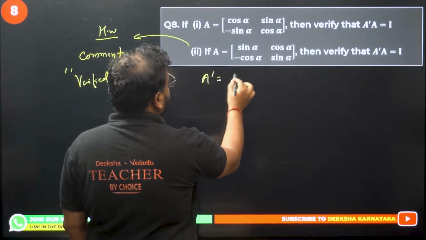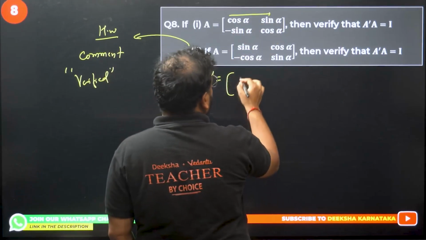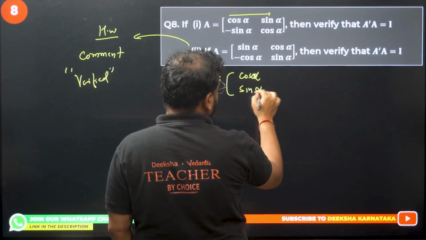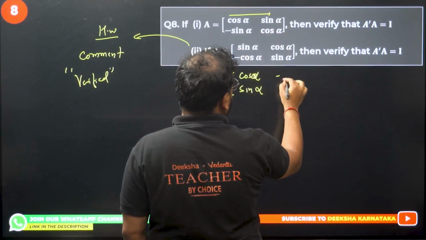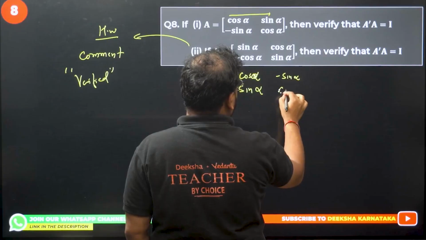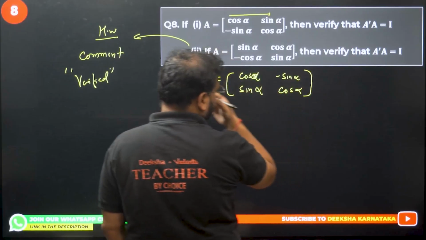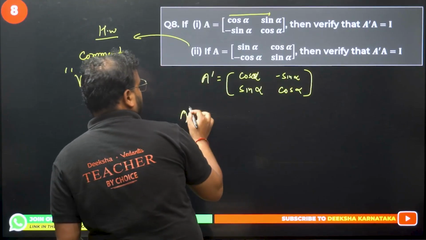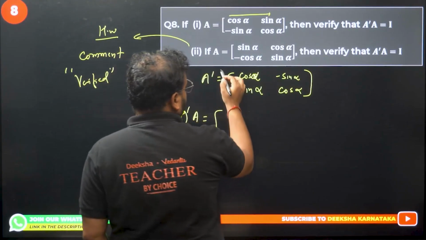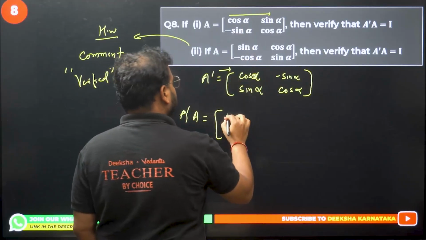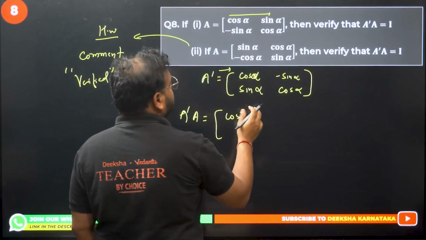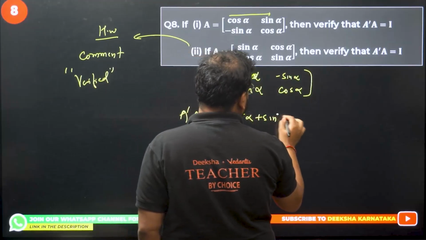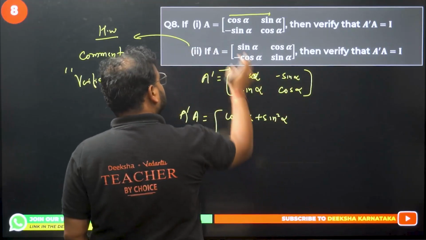First find A transpose. We'll get cos and sine will come down. This will go here, minus sine alpha, cos alpha. Okay, this is my A transpose. Multiply these two, A transpose times A. From here row, from there column. Cos into cos is cos square alpha. Minus sine into minus sine will become plus sine square alpha. This is the first row, first column.